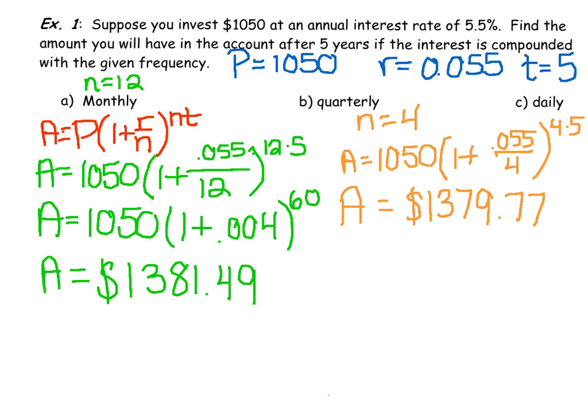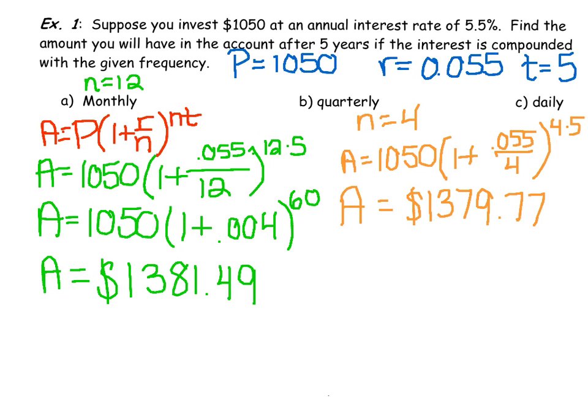If you got that, great. If not, go back and make sure that you put in parentheses, or go back and do one step at a time. First, do 0.055 divided by 4, then add 1, then put it to a power of 20, and then finally multiply it by 1,050. All right, I want you to pause the video and try part C on your own, daily. Think about what n means and then plug it into the formula.